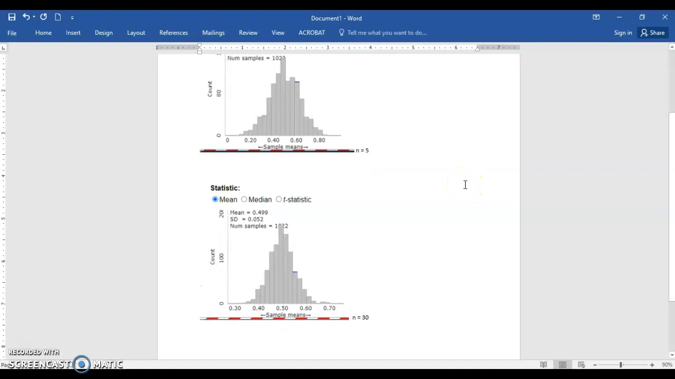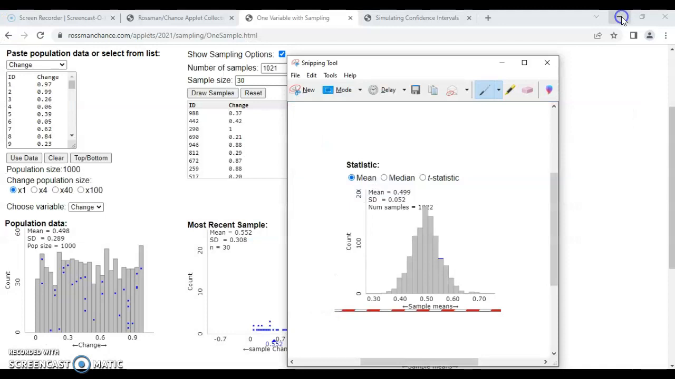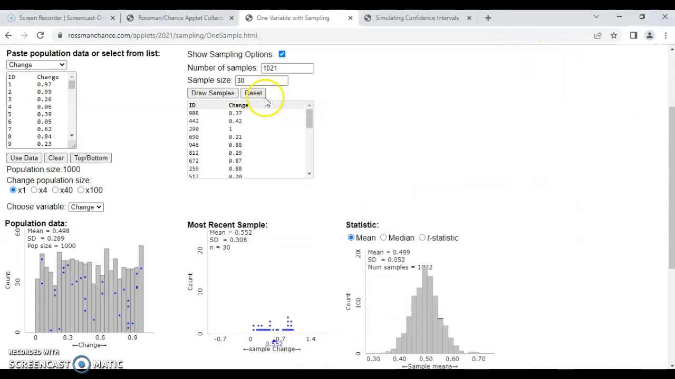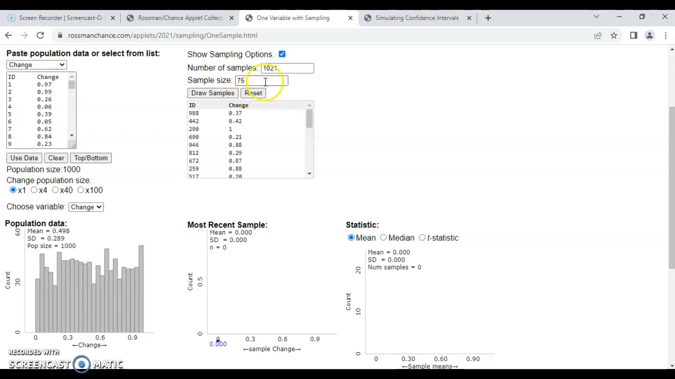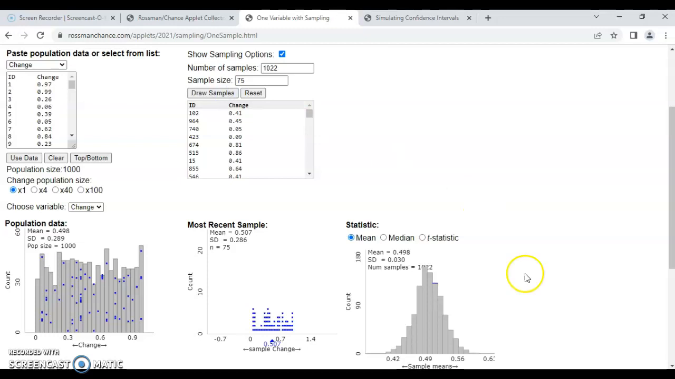Now let's see if we make it a little larger, it'll get even better. Or not. So let's change it to 75. And we'll take the same number of samples. And there we have it. So we see the same kind of thing happening. The mean is exactly the same as the population mean. The standard deviation got a bit smaller this time. And it looks like we improved the normal shape of the sampling distribution.